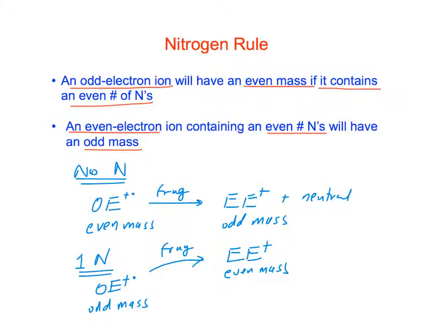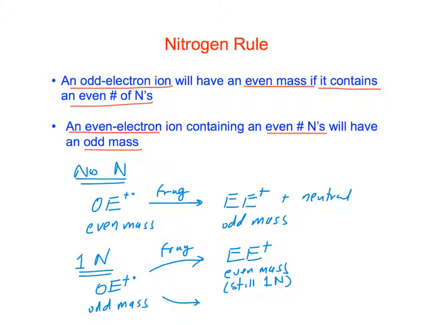Okay? This is true as long as this even electron ion still includes the nitrogen. Right? Still one nitrogen. However, it gets more complicated in this case because what if when it fragments, the neutral species that comes off contains the nitrogen? Right? Then what would we get?